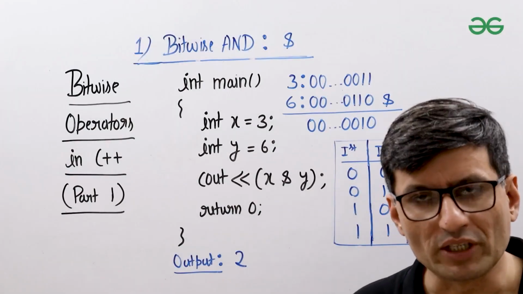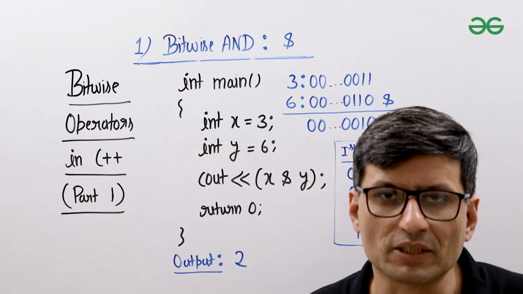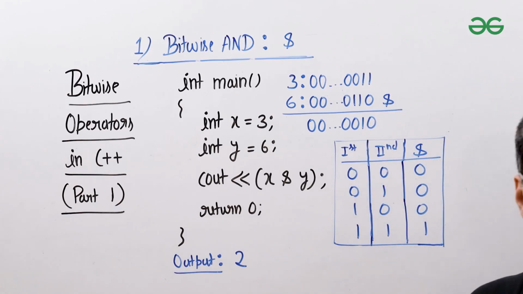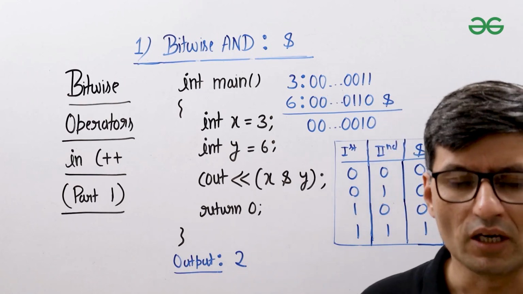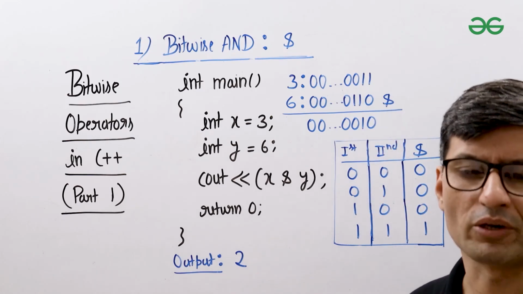Let's now talk about bitwise operators in C++. There are mainly 6 bitwise operators in C++, and in this video we are going to talk about the first 3 bitwise operators. Let's first define what a bitwise operator is. A bitwise operator is an operator that works on the binary representation of our input numbers.